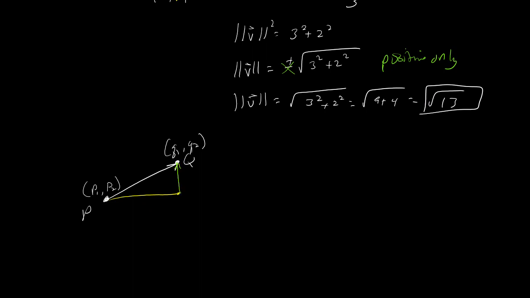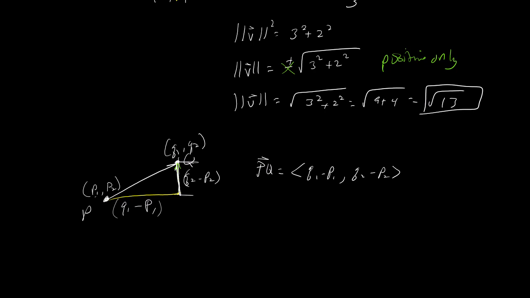Okay, so what is the x component here? Well, the x component is going to be Q1 minus P1. Okay, so that's my x component. And the y component is Q2 minus P2. These are our components. So PQ is equal to Q1 minus P1, comma, Q2 minus P2.